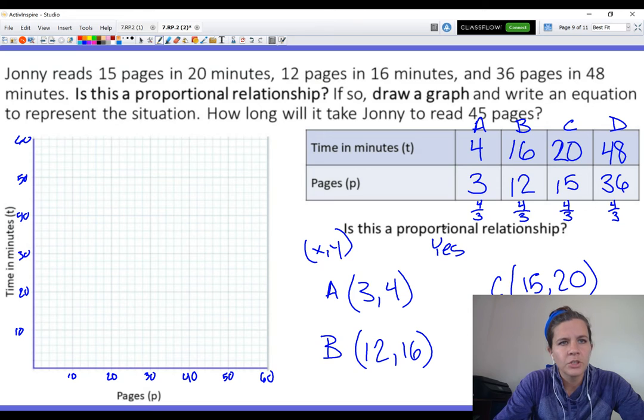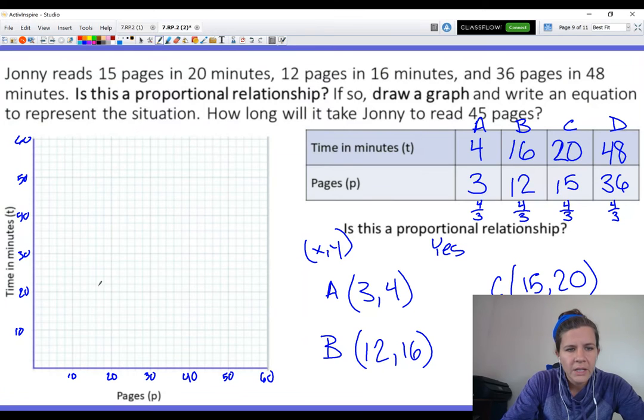Okay, so I'm going to change colors real quick so that these stand out a little more. And let's put these points on. So point A, 3, 4. So we're going to go 2. The next will be 4. So right in the middle is 3. And then we're going to go up 2, 4. And so that point's going to be right about there.